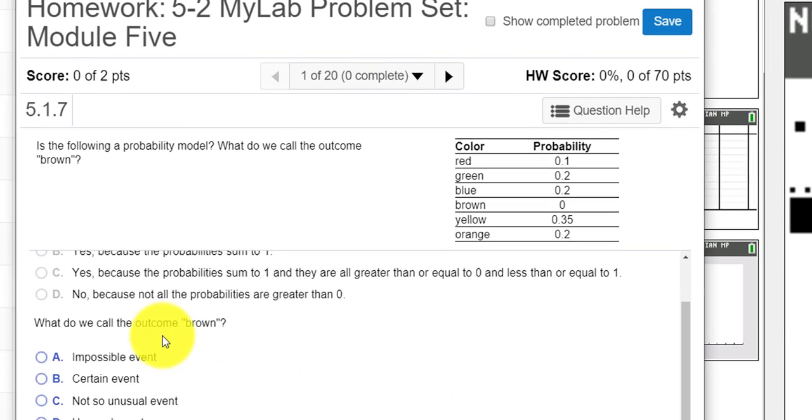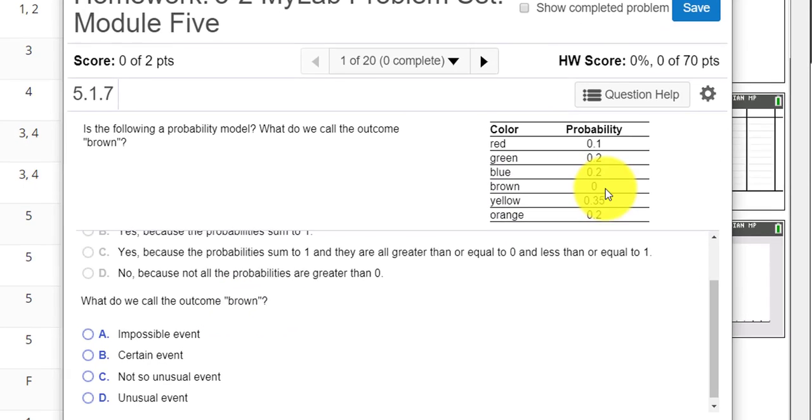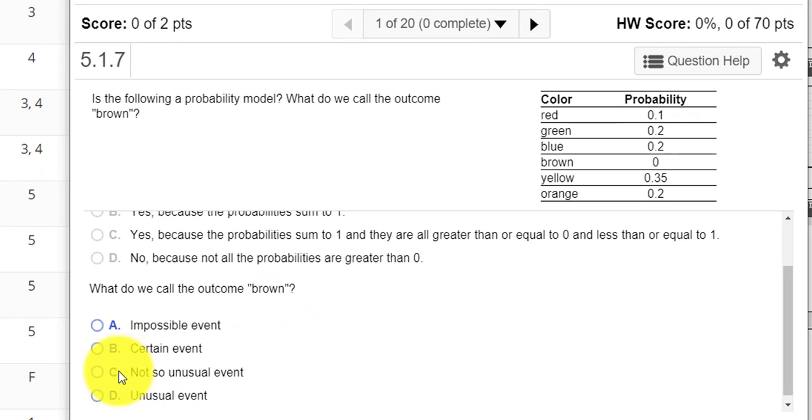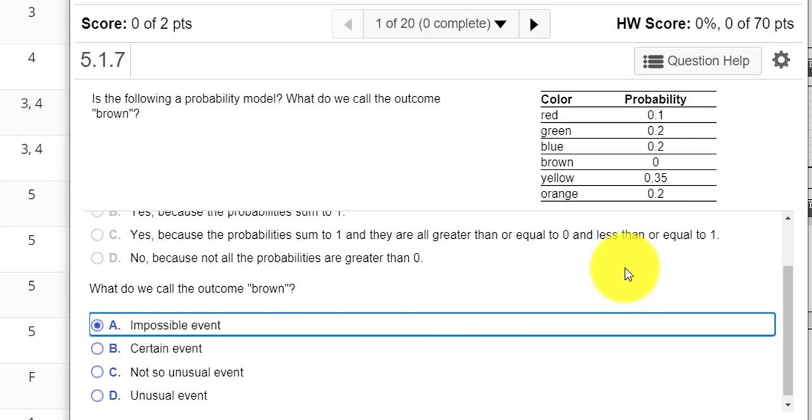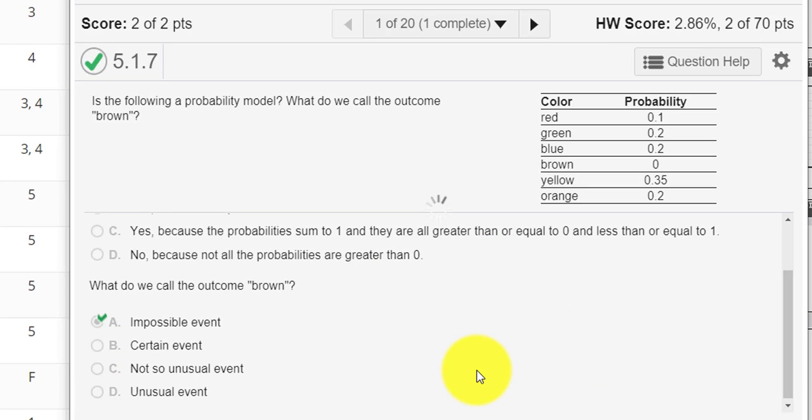Next, we're asked, what do we call the outcome brown? Brown has a probability of 0, so we say this is an impossible event. There's a 0% probability of this event happening. Check answer, we get the good job. So we go to question 2.